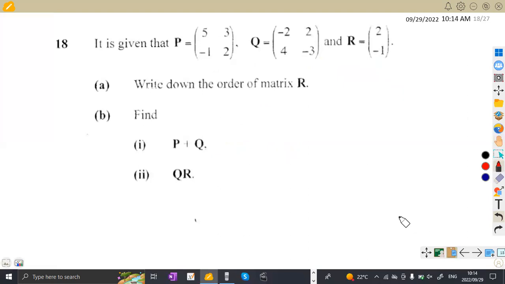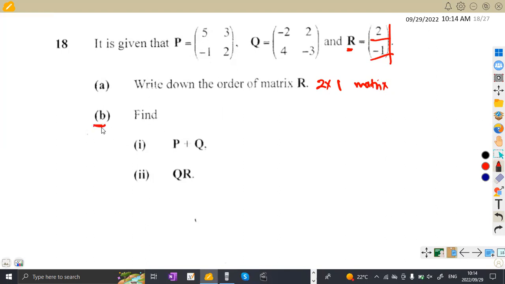So let's cross check the number 18. Okay, a given matrix is P, Q, and R. Write down the order of matrix R. So here we just need the order. As you can see, guys, we've got 2 rows and 1 column. So this one is a 2 by 1 matrix. That is the order. Or you can write it as 2 by 1 column matrix or just 2 by 1.